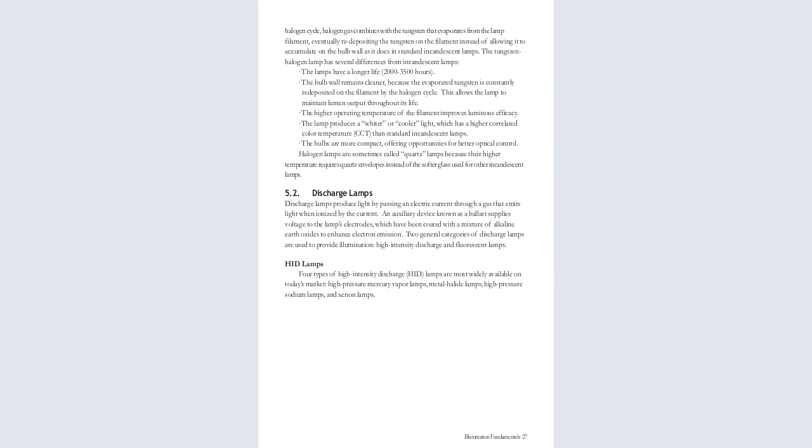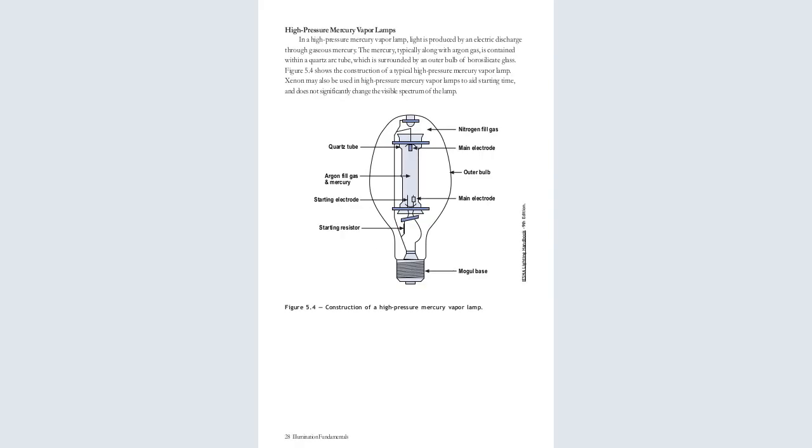What are they? The high intensity discharge lamps, four types of them, are the most widely available in today's market: the high pressure mercury vapor lamps, metal halide lamps, high pressure sodium lamps, and xenon lamps. So now you can look at how they look, and these are very important parts to be covered in your topic because this one normally does not miss in your examination. So, the high pressure mercury vapor lamps.